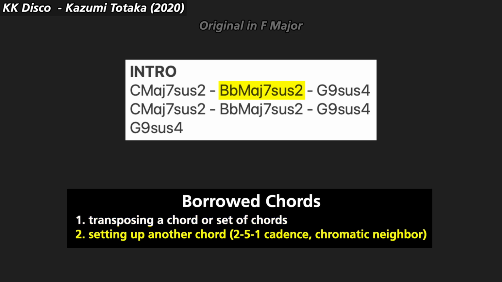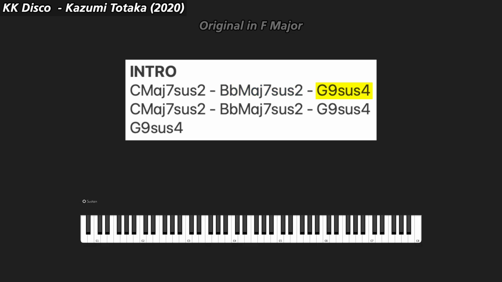More often, you'll see borrowed chords used to set up a chord that's already in your key. For example, C7 to F major 7. Then hit a nice G dominant chord, a G7 sus4. I'm a big fan of it. It's got a lot of happy momentum. That's the intro again. I'll play it on piano.